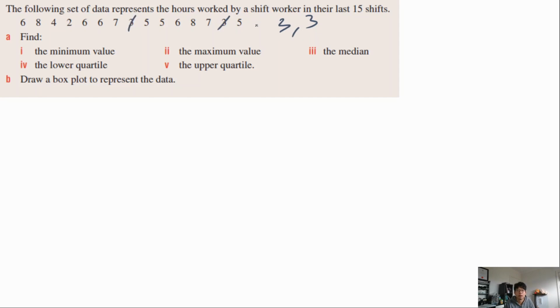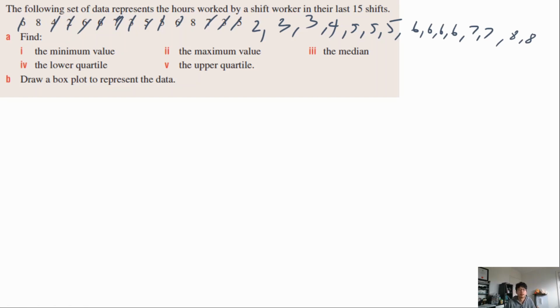Lowest I can see, I missed the 2. I'll write that there. 2, 3, 3. Next I think I can see is 4. And then next lowest is 5. So I can see 3 of those. 5, 5, 5. And then I can see 6. I can see 3 more 6s. And then I can see 2 7s. And I can see 2 8s, and I think that's it.